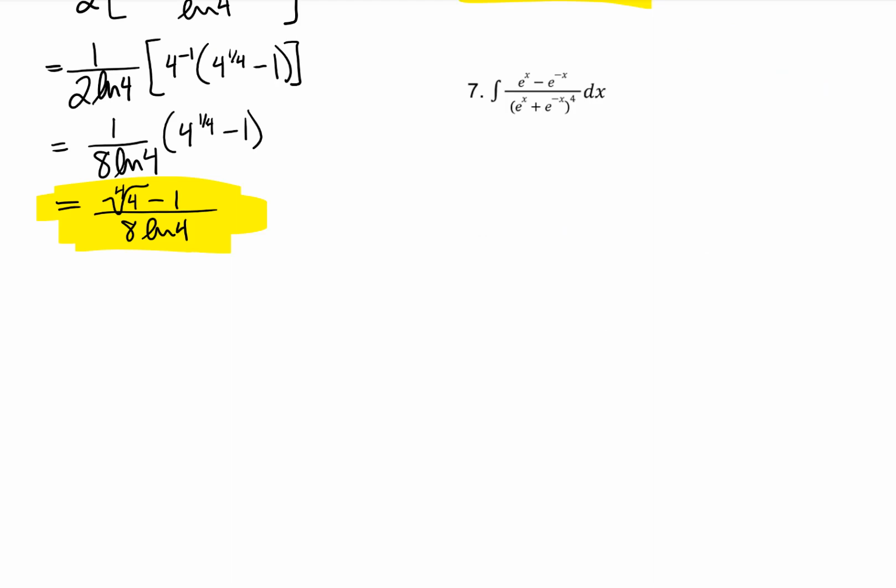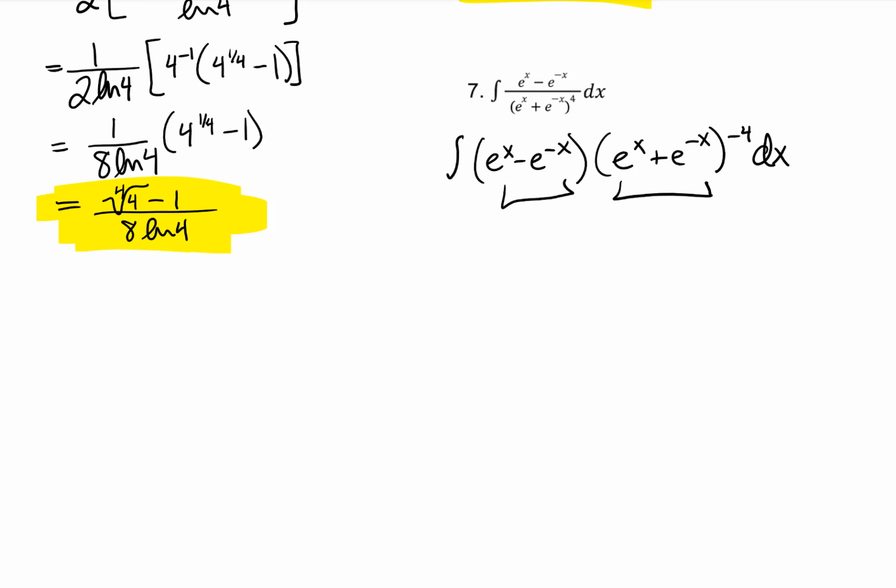I'm going to write this as a product of powers. In this case, I have a quantity to the power of negative 4 and then some other quantity here. So I might be able to use reverse chain rule. Let's hope it all works out.